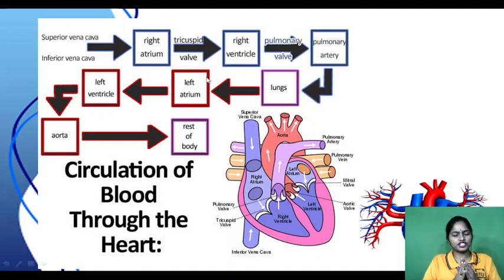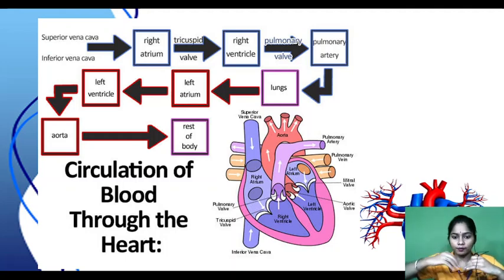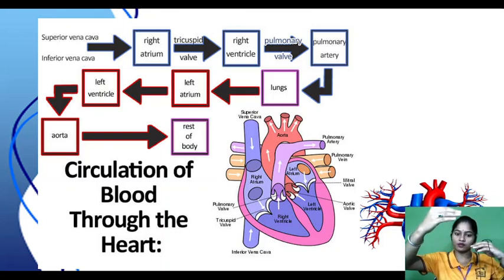What is their function? Can you tell me what is the function of the valve? Can you see they are opening downward only? It means they allow the blood to move only in one direction. Otherwise the blood could move backward also. No, due to the tricuspid valve and bicuspid valve, the blood moves in only one direction. It will go inside only. It cannot come from the ventricle to the auricle, right?